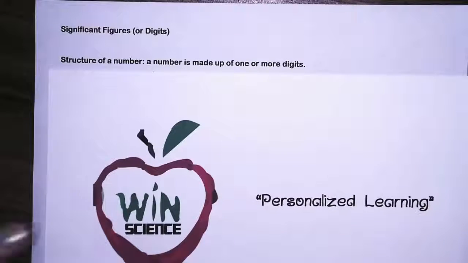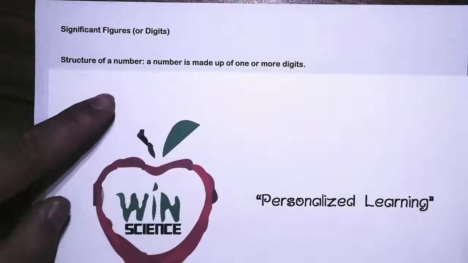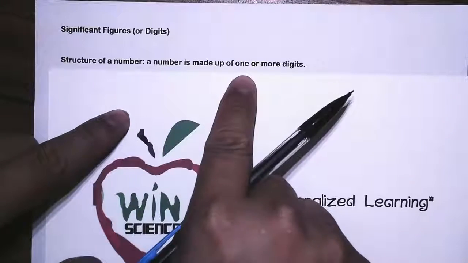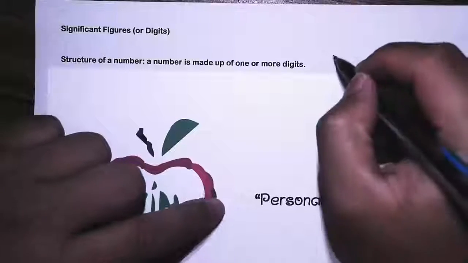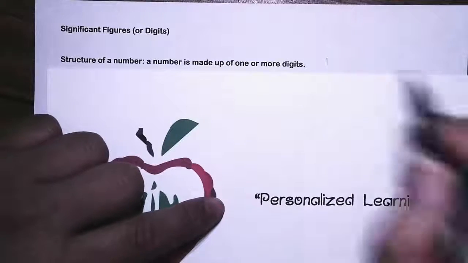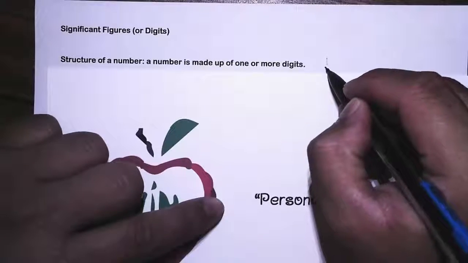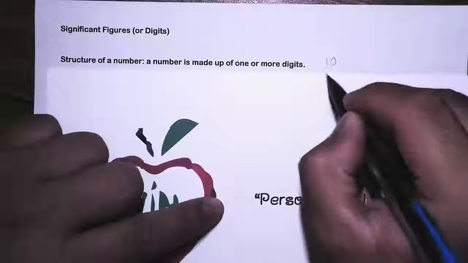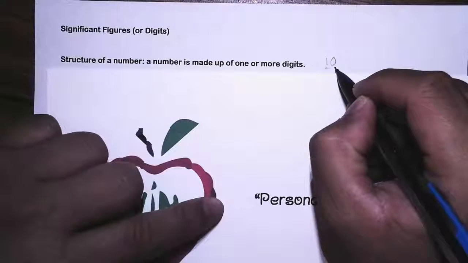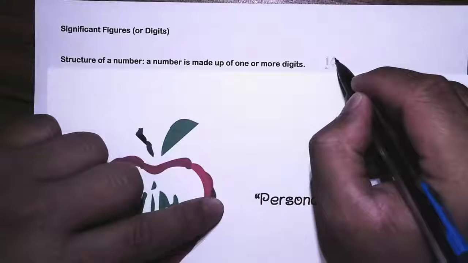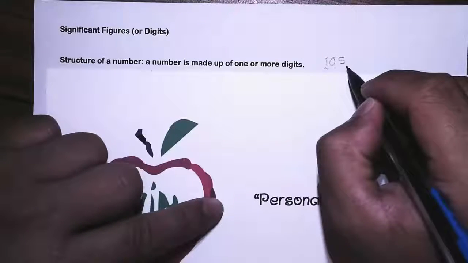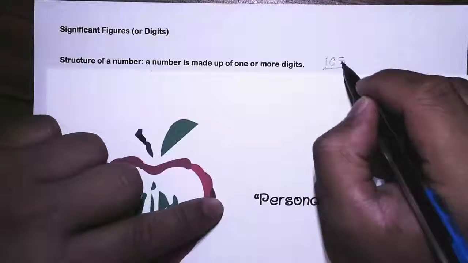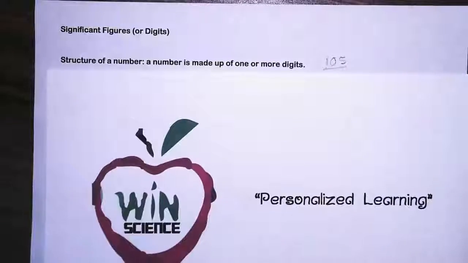First of all, if we look at the structure of a number, it is made up of one or more digits. So what do I mean by that? If we look at the number 1, that number is made up of the digit 1. But if I add a 0, now the number 10 is made up of the digit 1 and the digit 0. If I add a 5 here, I have 105. This number is made of 3 digits. So keep in mind how digits and numbers are different.